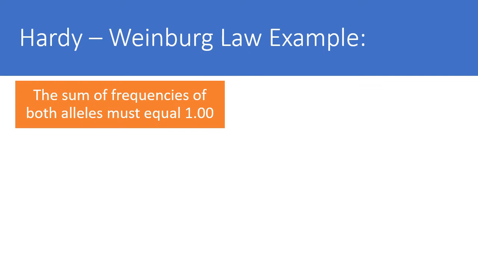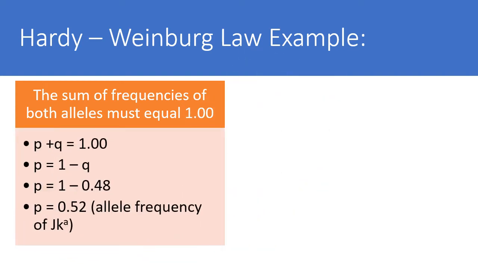So let's take this out further. One, we already said that the sum of the frequencies has to equal 1. So P plus Q is 1, P is 1 minus Q. P equals 1 minus 0.48, so P equals 0.52. The frequency of JKA is 0.52, just because you have to subtract 0.48, 1 minus 0.48. Okay, so that's how often the JKA occurs.